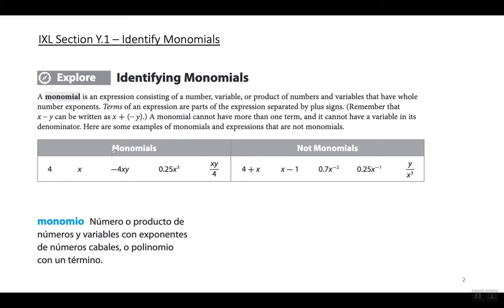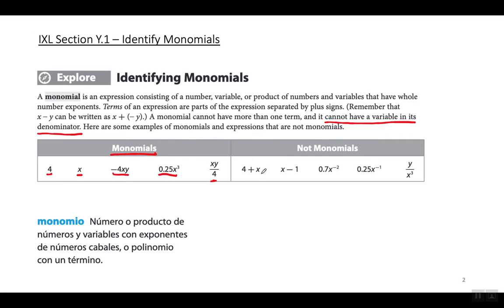So if we look on the left-hand side, right here we have examples of monomials. A monomial can be a number, a variable, or the product of numbers and variables with whole number exponents. Like if they have an exponent, the exponent has to be a whole number. And if it's a fraction, you cannot have a variable in the denominator. It says it right here. It cannot have a variable in the denominator. All right, so all five of these are examples of monomials. Now here are examples that are not monomials.